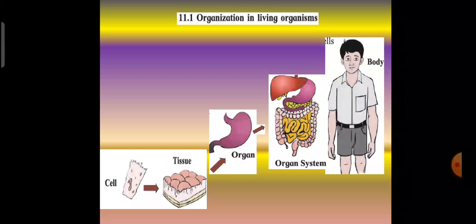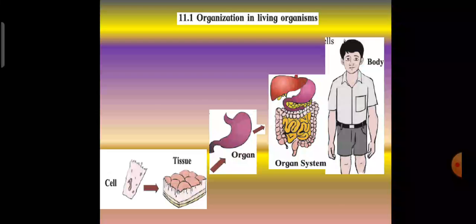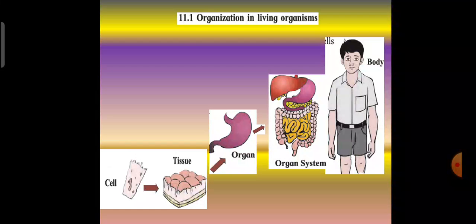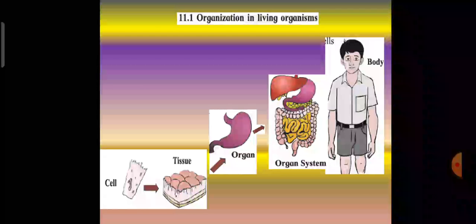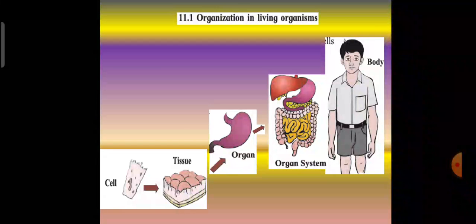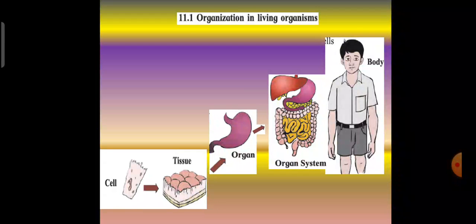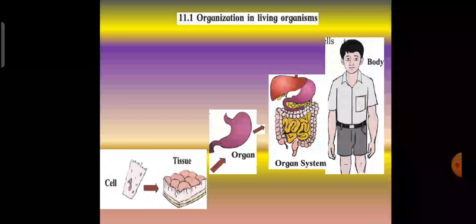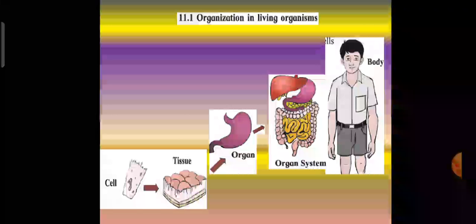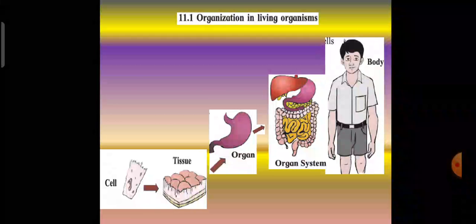Organization in living things. You can see here cells, they come together to make tissue. Tissues come together to make an organ. Here you can see the organ, and it is a part of the digestive system, and these organs together have made the digestive system, and the digestive system is part of the body, that is, the living being.